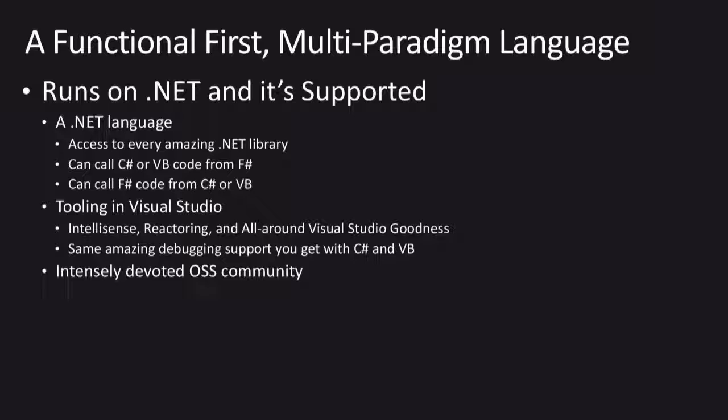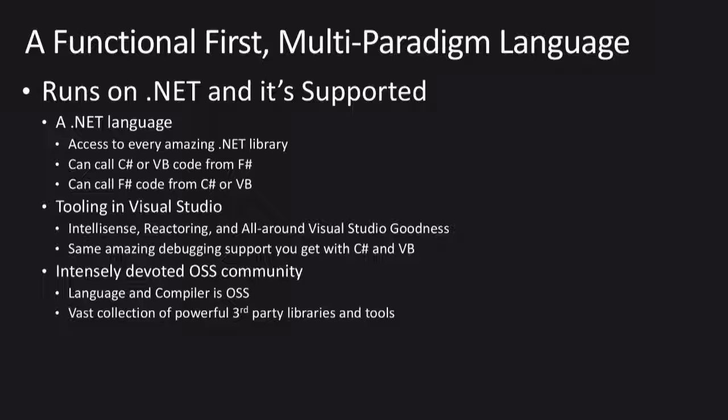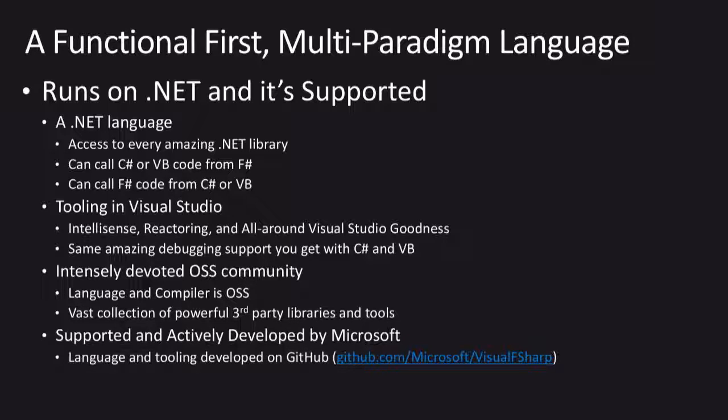An intensely devoted open source community. The people who work on FSharp open source are freaking awesome. They are. They are super active. They contribute to the language. They contribute to tons of different libraries that are really useful, and they will make your life happy when you use FSharp. And so the language compiler is open source. There's a huge collection of third-party libraries, almost all of them built by community members. And as I said before, it's supported and actively developed by Microsoft on GitHub, and we accept contributions. Fantastic. If you want to engage, we are happy to have you engage.